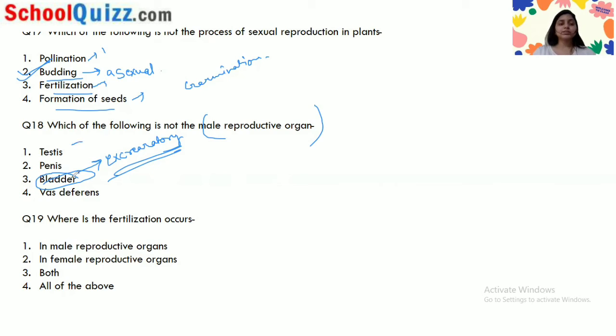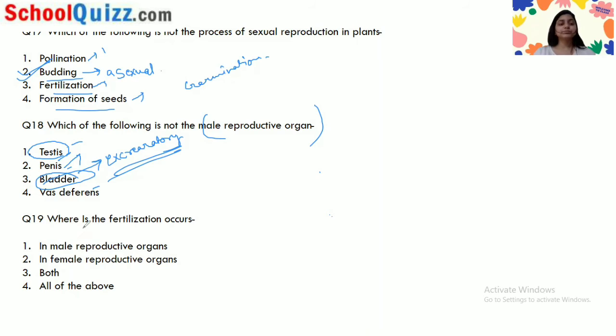Okay, so testis, penis, and vas deferens. The sperm is formed in the testis, and the testis is located in the outer part of the body. Okay, why? Because the sperm cannot form in the normal temperature of the body. It has to be lower than the normal temperature of the body. So that's why the testis is located outside of the body, and the penis is the pathway for the sperm.